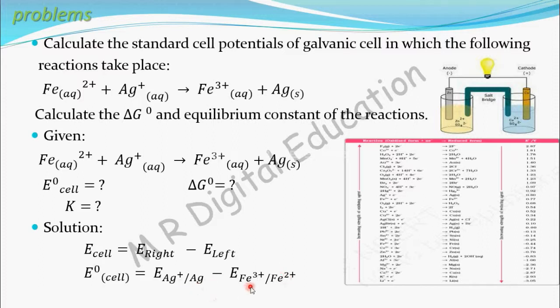See, these reduction potentials are not given in the problem, so you have to look at the table. From this table, you will get the reduction potential of silver as 0.80 and the reduction potential of ferric to ferrous as 0.77. So 0.80 minus 0.77 gives you 0.03 volt. This is the E naught cell value, that is, the standard cell potential of the galvanic cell. Now we have to calculate delta G naught and the K value.